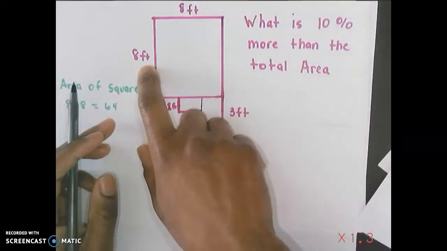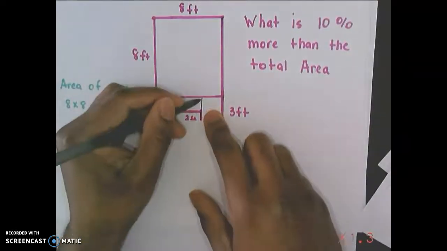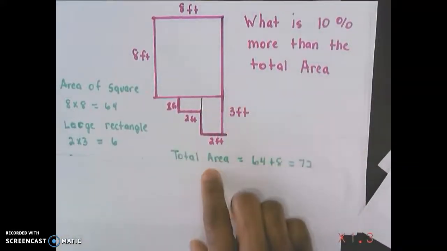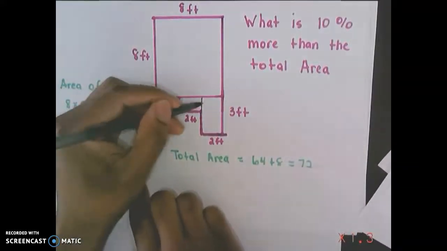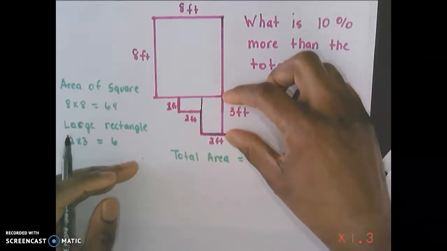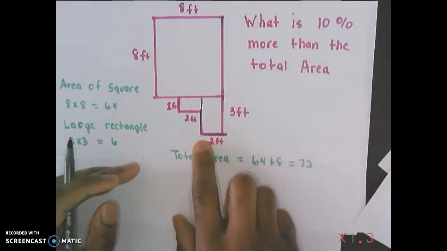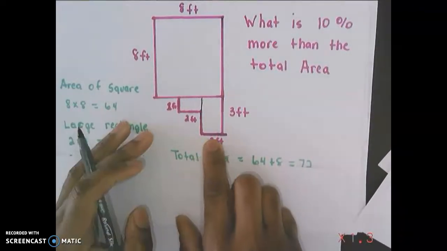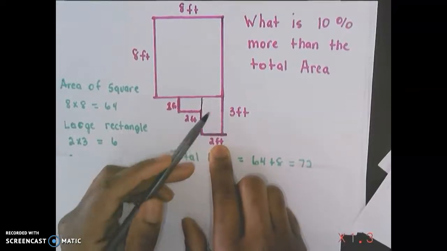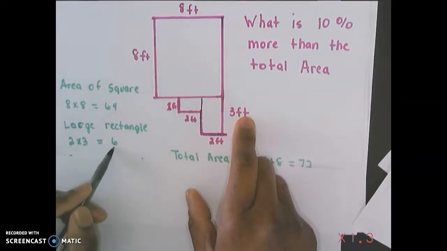And so that's just going to be 8 times 8, which is 64. Then I'm going to find the area of the next to the largest shape, and I just call that the large rectangle. And so that's this rectangle right here that has a length or width, it doesn't matter which one you call it, of 3 and a width of 2 here. So in this particular case, we're going to find the area of this particular shape, which is 2 times 3. So that's going to be 6.